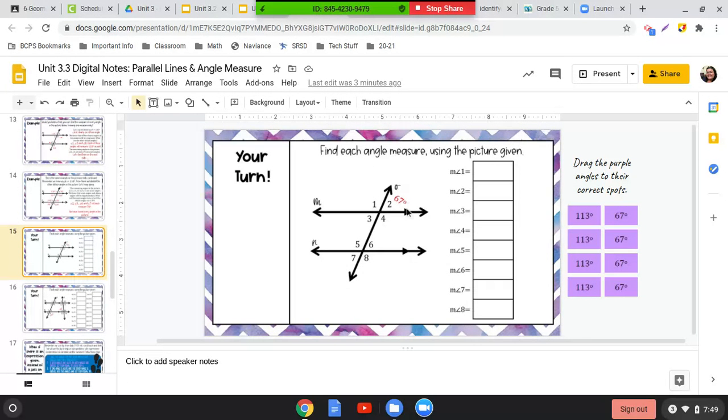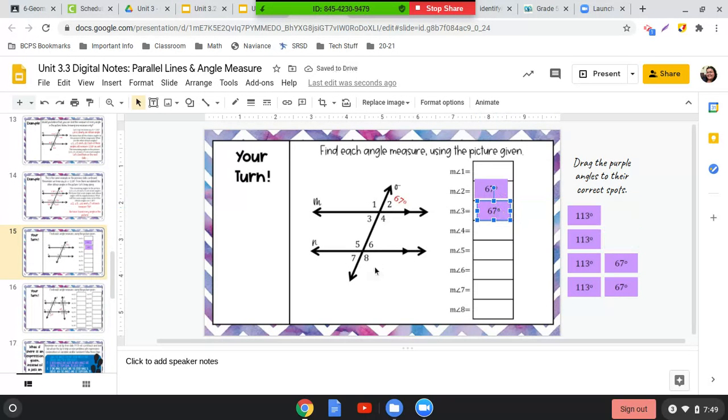So we know that the measure of angle 2 is 67 degrees. Check. So if 2 is 67 and it is an acute angle, then we know that all of the other acute angles are going to be 67 degrees. So if we have 67 here, let's find our other acute angle on this top cluster, and that's going to be 3. So the measure of angle 3 is going to be 67 degrees.